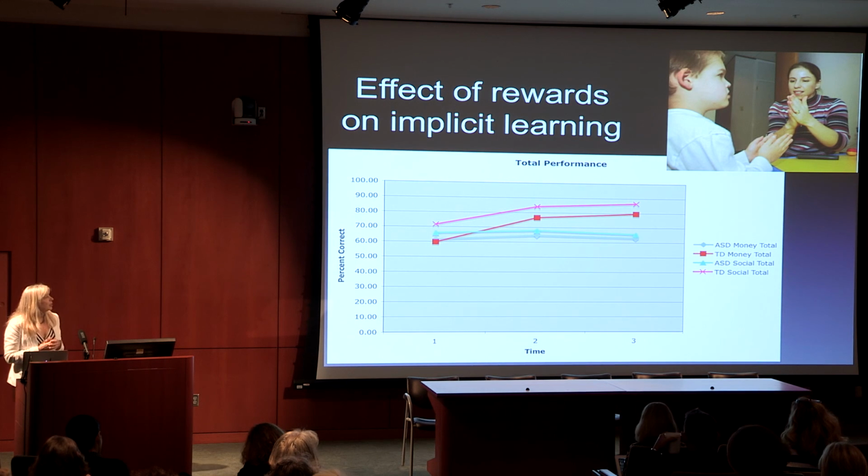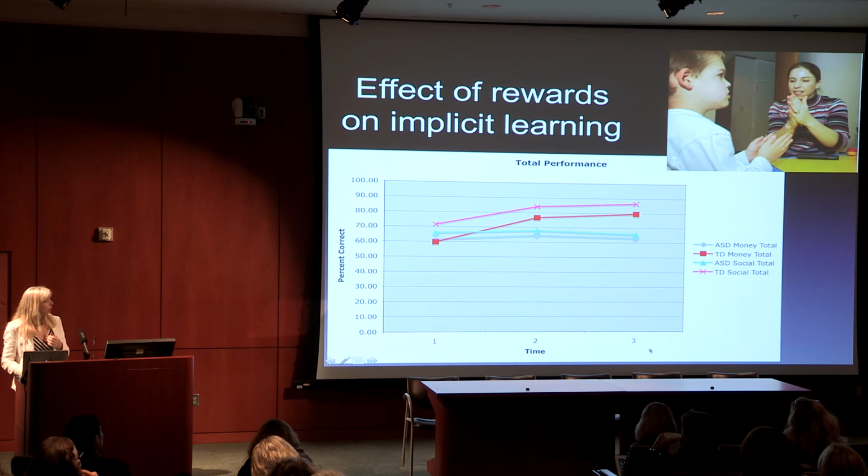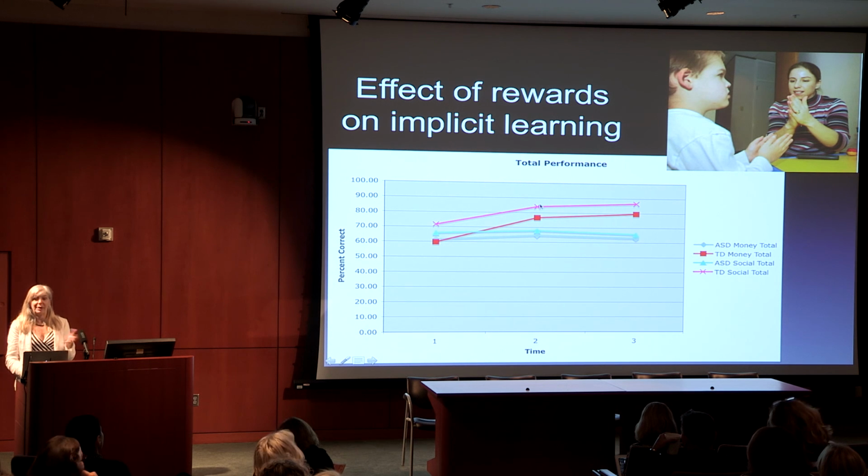Interestingly, this also relates to learning. As we know, reward feedback increases our learning rate, and if we get rewards, we learn more quickly. We see that learning curve in the typically developing kids in pink and red, where pink is the social reward and red is the monetary reward. You'll even notice that social reward learning is faster than monetary reward learning, which might seem a little funny. It's just a picture of a smiling face, but again, that's a primary reinforcer.